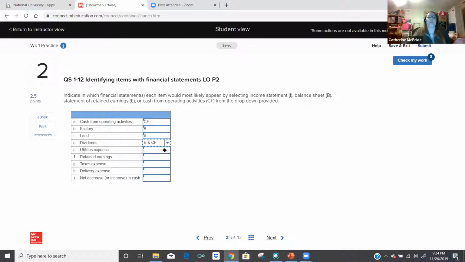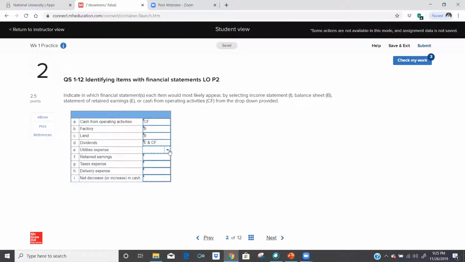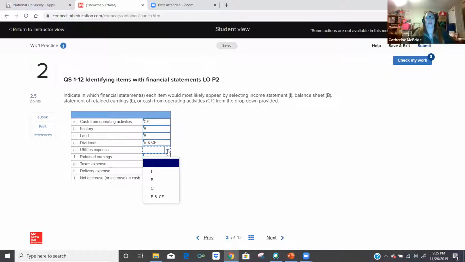Okay. So utility expense. What type of account do you think utilities expense is? And I'll give you a hint, it's in the words. It's an expense. What financial statement are you going to find expenses on? The income statement, the income statement.